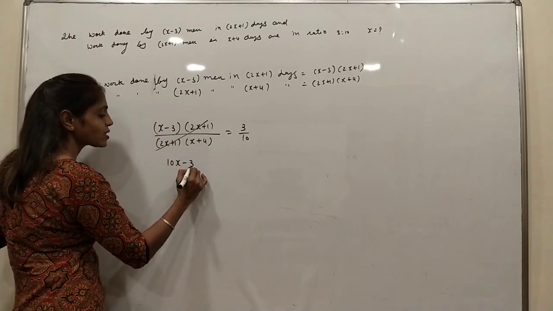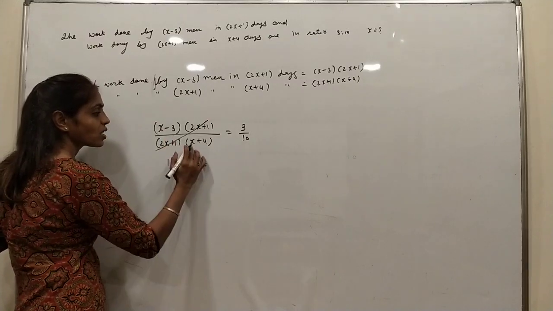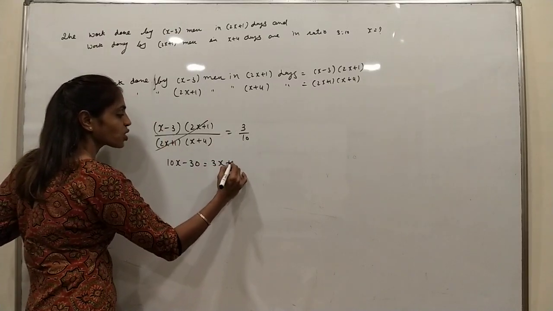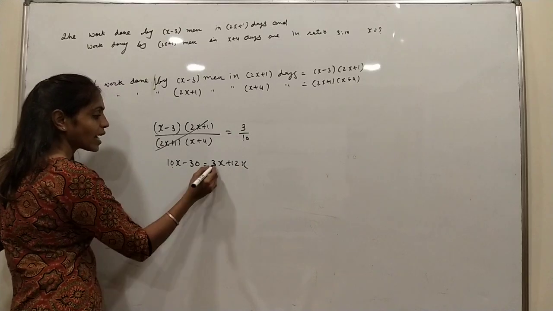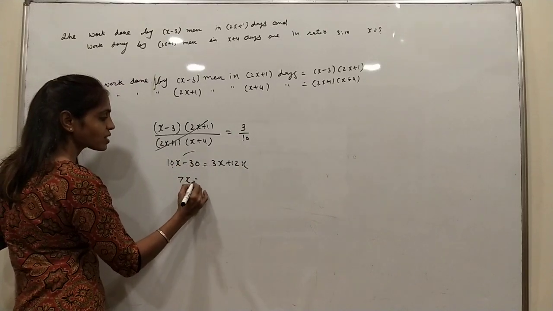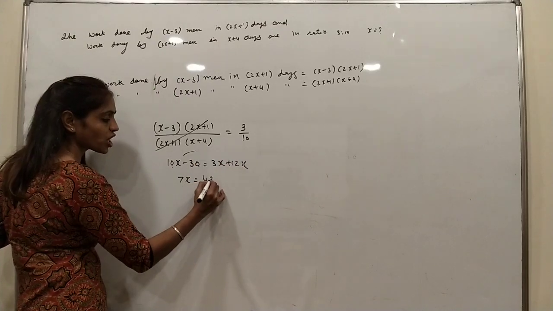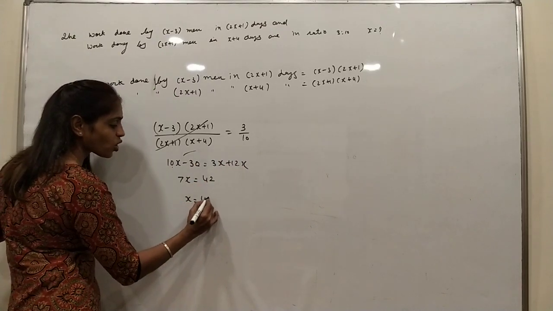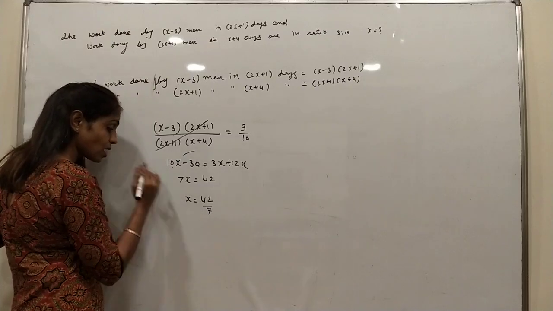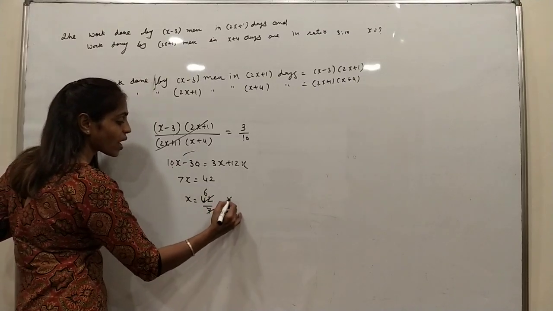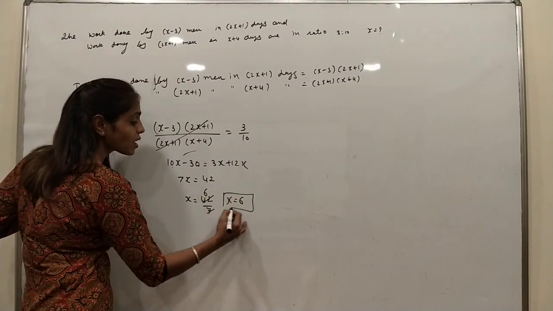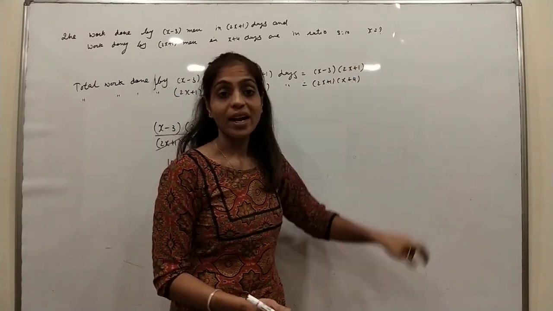So 10x minus 30, cross multiplication, is 3x plus 4 3s are 12x. 10x minus 3x is 7x, is 30 plus 12 is 42. So x is 42 by 7. 7 6s are 42. So x is 6. That is your question. Find x.